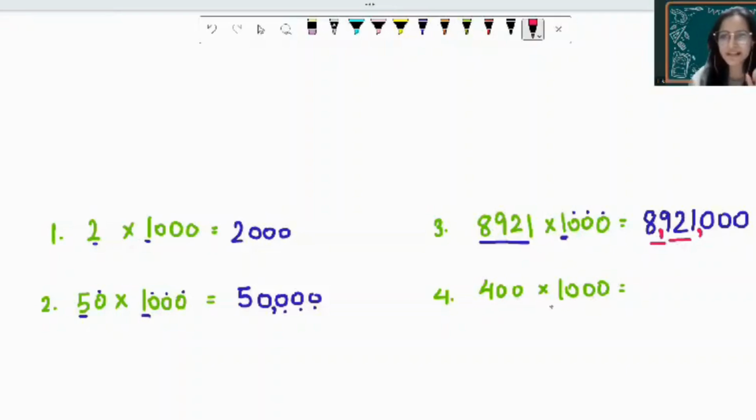It's 400 times 1,000. So again, 4 times 1 is 4, right? How many zeros? 1, 2, 3, 4, 5. So let's put 5 zeros over here. Is it right? Right. So let's put a comma over here. Now it is giving you 400,000, right? Let's do the next part.